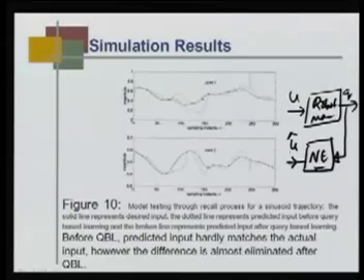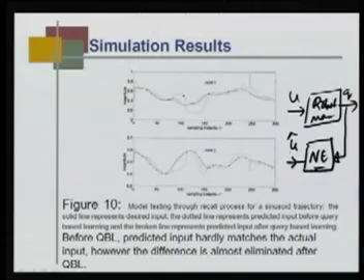What you are seeing is what we already discussed in the last class: before query based learning, the input prediction was very bad. You see a lot of variation from the solid line. The solid line is the actual control input that is given to the robot arm for a desired sinusoid trajectory. But after query based learning for joint 1, you see that the predicted broken line and the solid line are almost very close, whereas the dotted one is before query based learning. So after query based learning the model has become very robust.